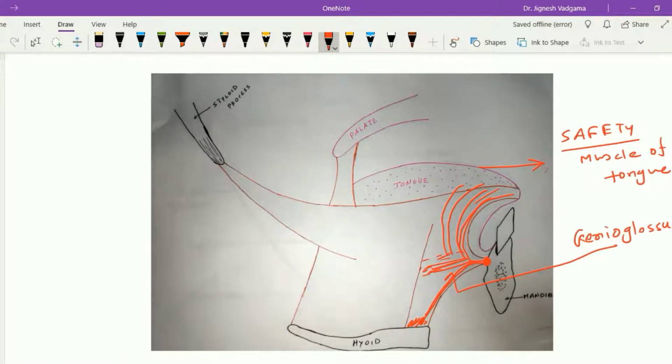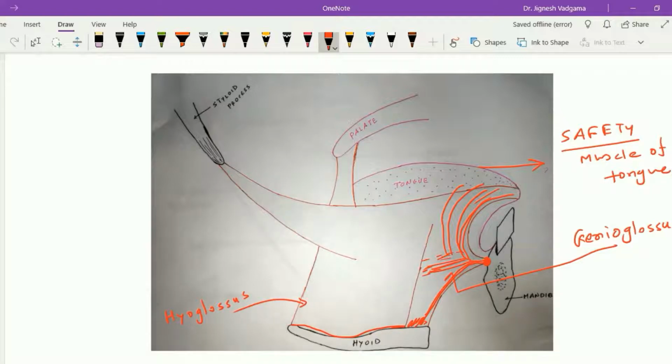Now let's see the hyoglossus muscle, and this muscle, as the name suggests, arises from the hyoid bone and inserts over the tongue. So this muscle is the hyoglossus muscle. This hyoglossus muscle is a quadrilateral muscle and arises from the upper surface of the greater cornu of the hyoid bone as well as some part of the body of the hyoid bone.